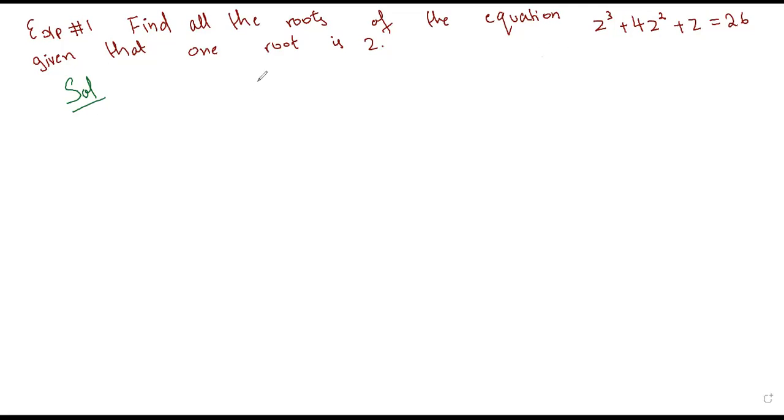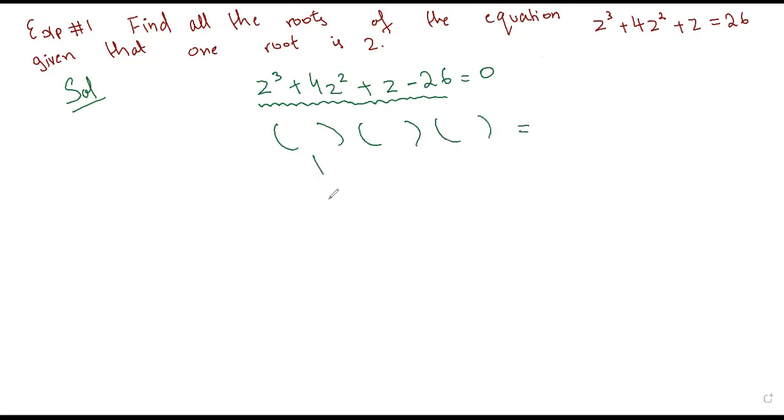So basically we can write it as z cube plus 4z square plus z minus 26 equals 0. We are interested in the factors of this whole expression, just so we can write them this way, equate it to 0, and then we can say this is 0, this is 0, this is 0. All these would be linear and we would be able to find the values of z. So this is our plan. In order to find the factors, we need to factorize.